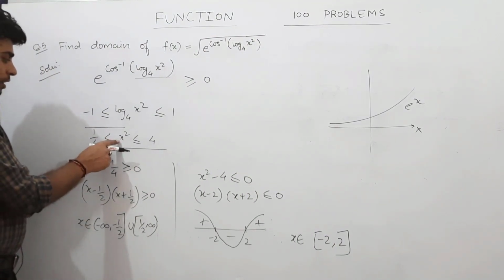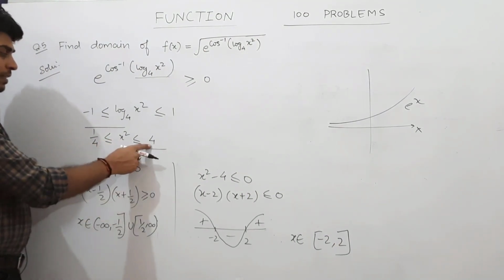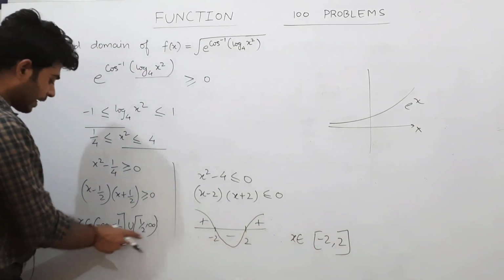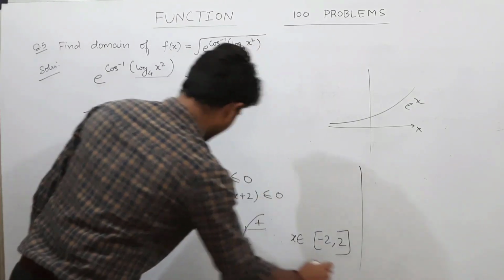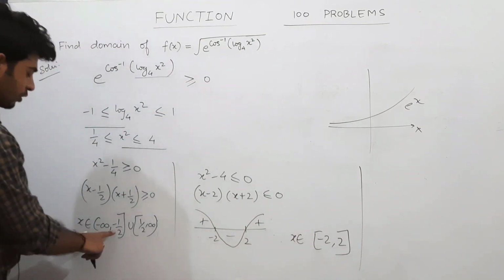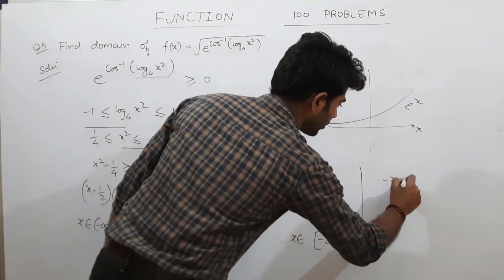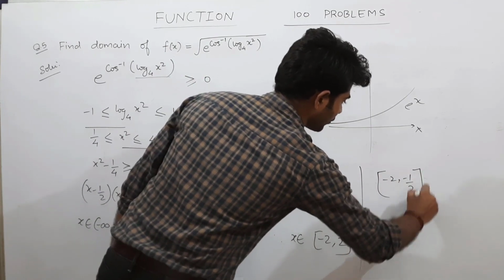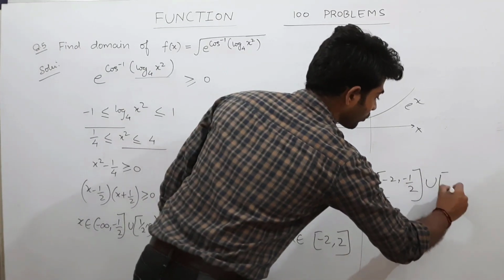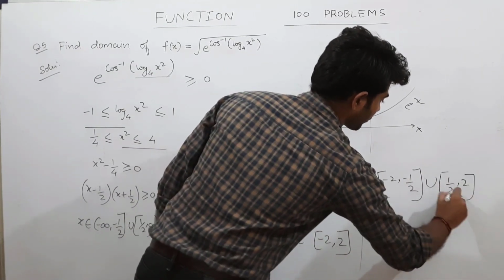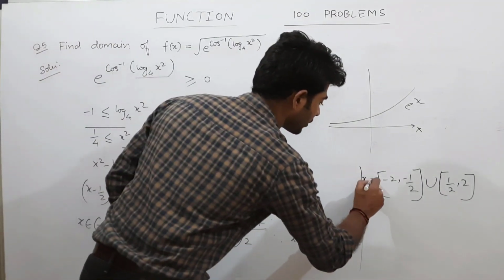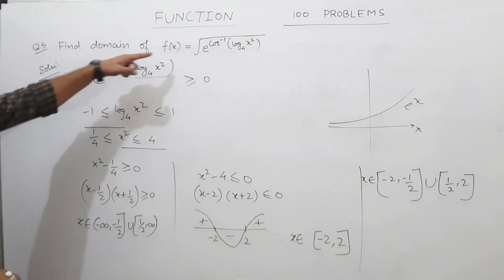Now the thing is this should be greater than or equal to 1 by 4 and less than or equal to 4. So we will take the intersection of this and this. On taking the intersection of these two we get minus 2 to minus 1 by 2 in closed interval union 1 by 2 to 2 in closed interval. So this is the domain of the given function. So x belongs to this. This is the answer of the question.